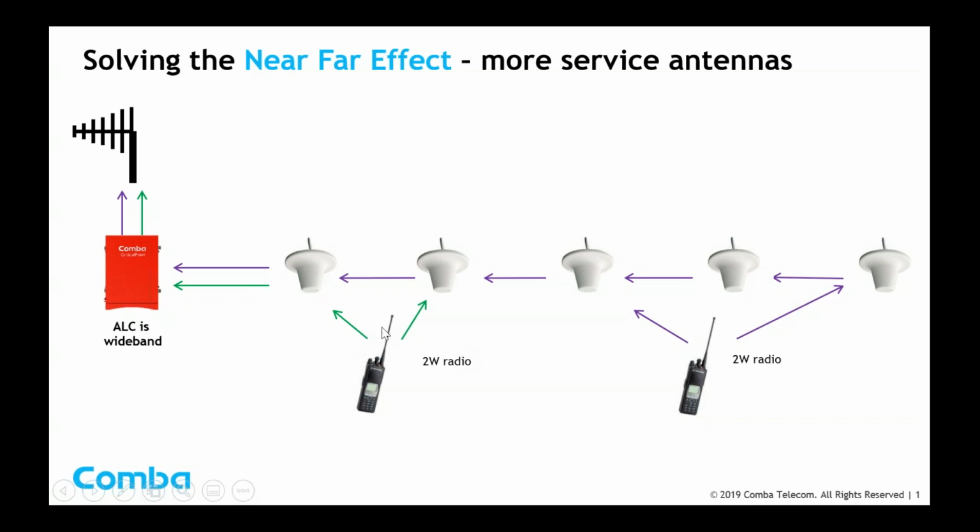So in this case, what we see is the 2-watt radio signal from the close guy and the 2-watt radio signal from the far away guy, they both get through at equal signal strength. And even if ALC is deployed, it's deploying it evenly across all of them, so all radios get a good signal. So that's one way to solve the near-far effect.